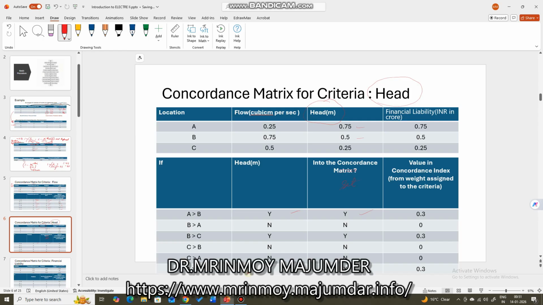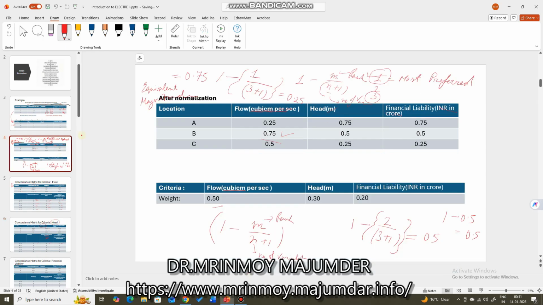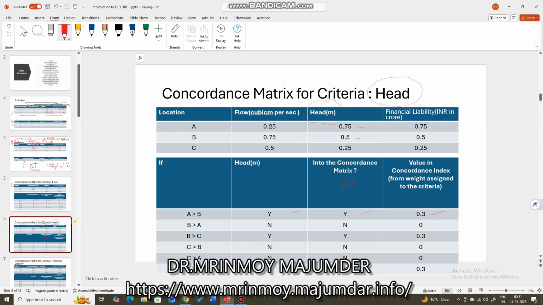Yes, and the weightage of the criteria for which A becomes greater than B starts to constitute the concordance index. So it becomes a member of the concordance index, 0.3. Why 0.3? Because the weightage of head I have assigned as 0.3. Clear? Okay, so the next one.